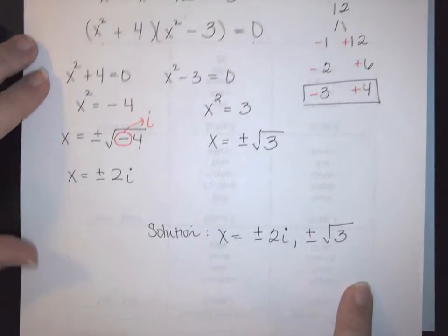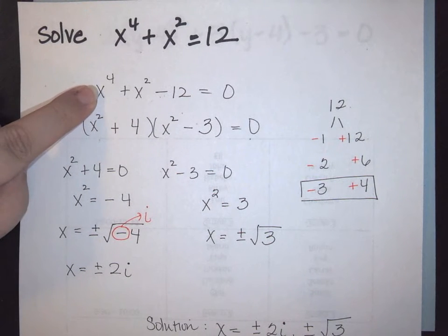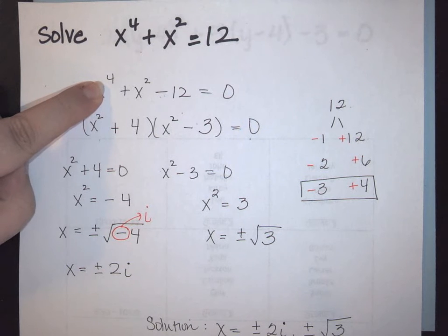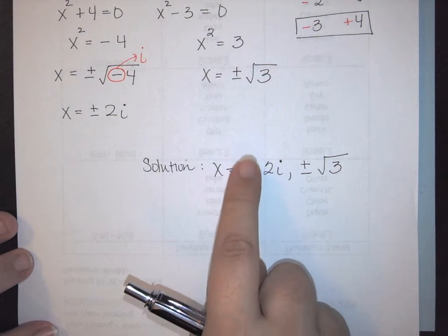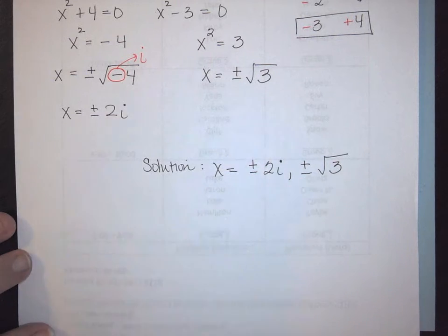Now this should make sense because I started with a power of 4. That tells you we need to have 4 solutions. If you look here, I have 1, 2, 3, 4, so I'm done.